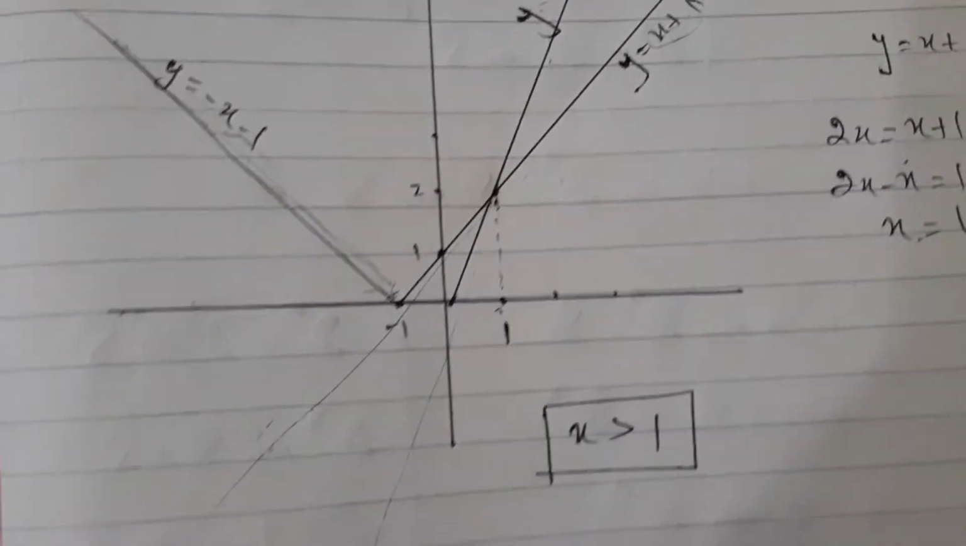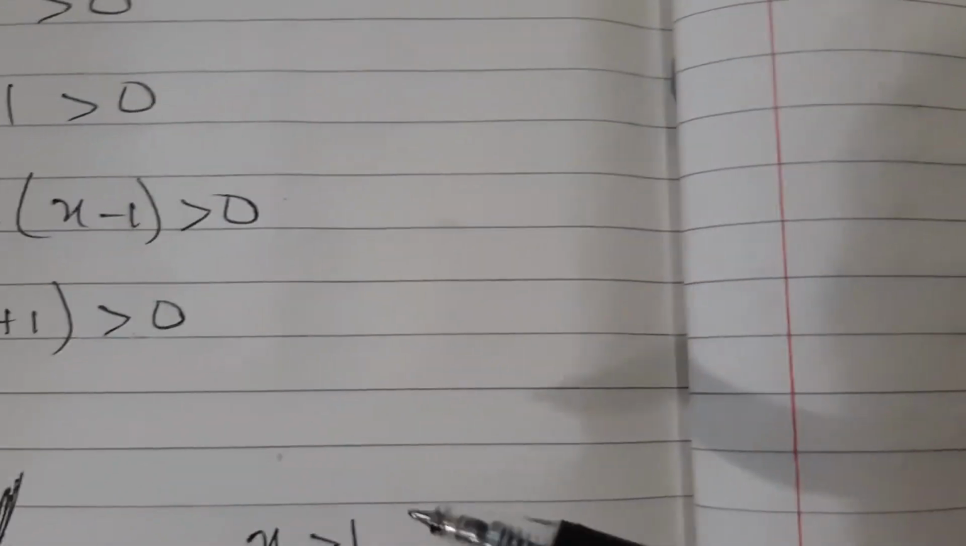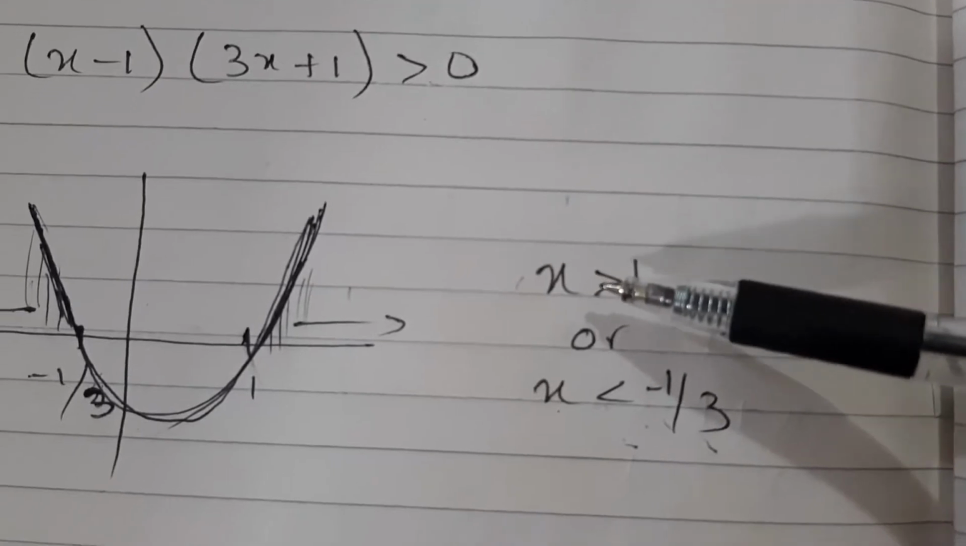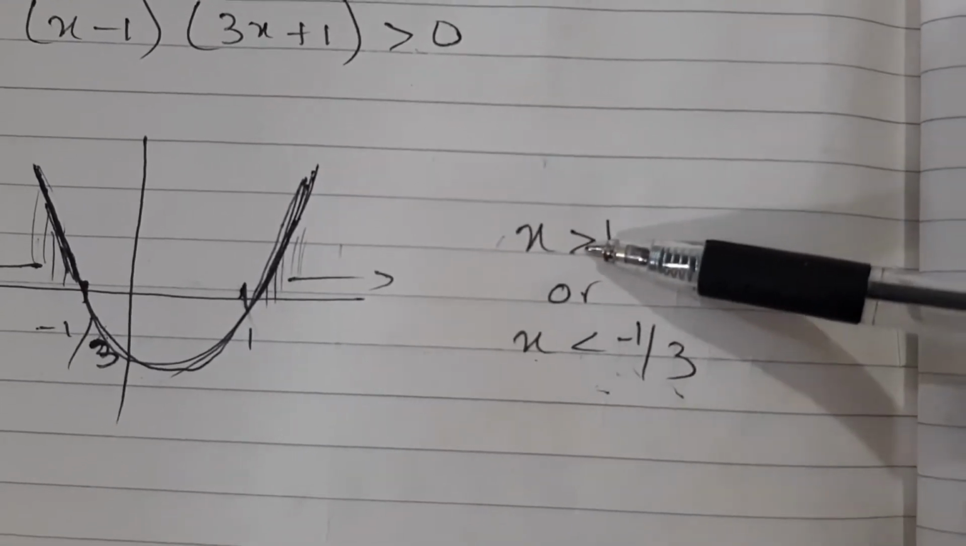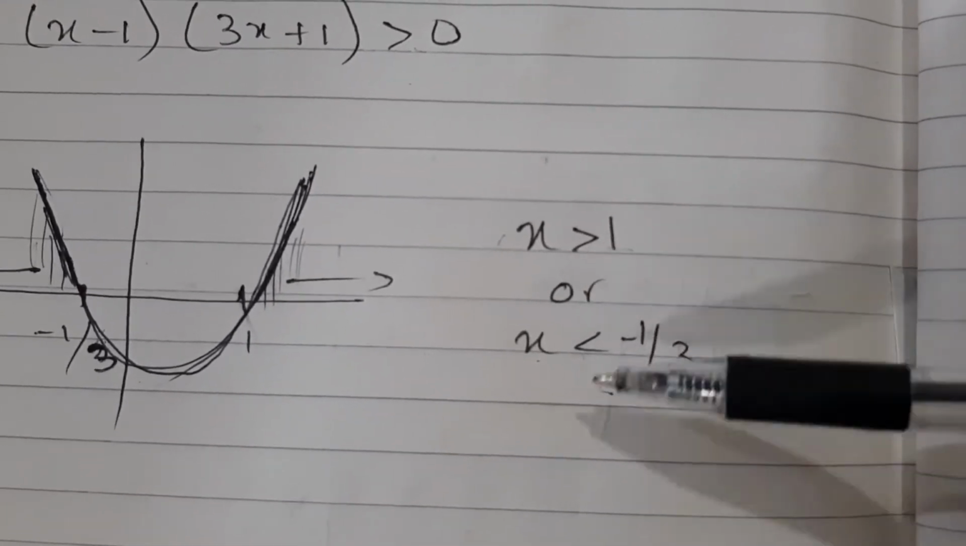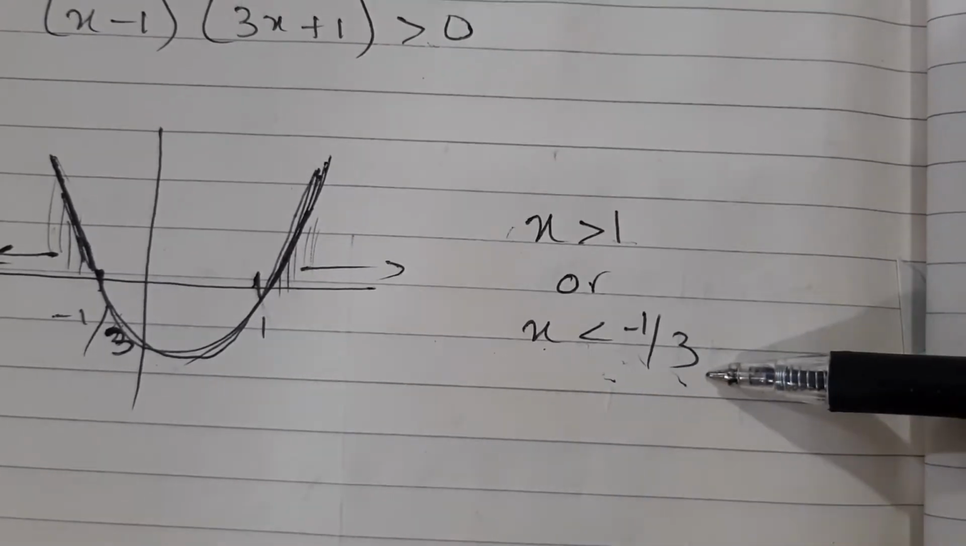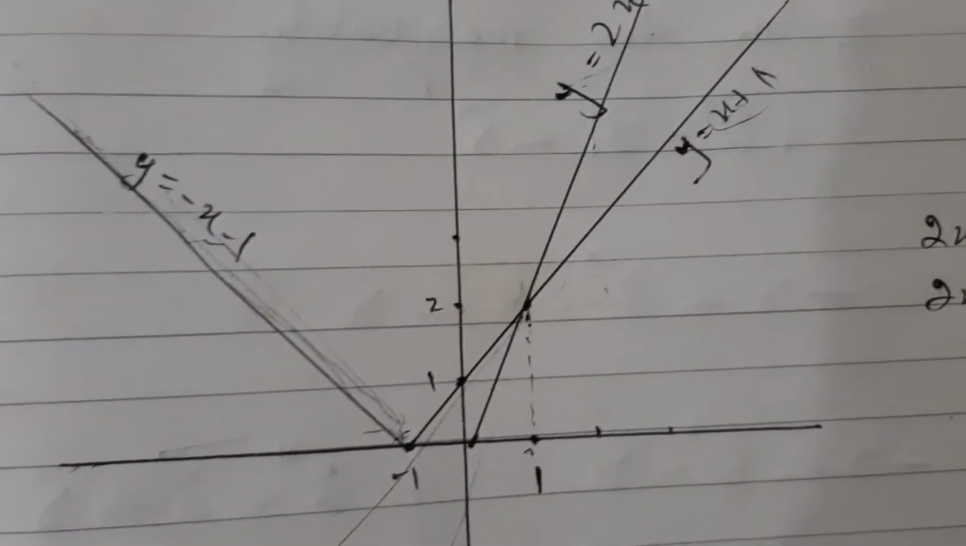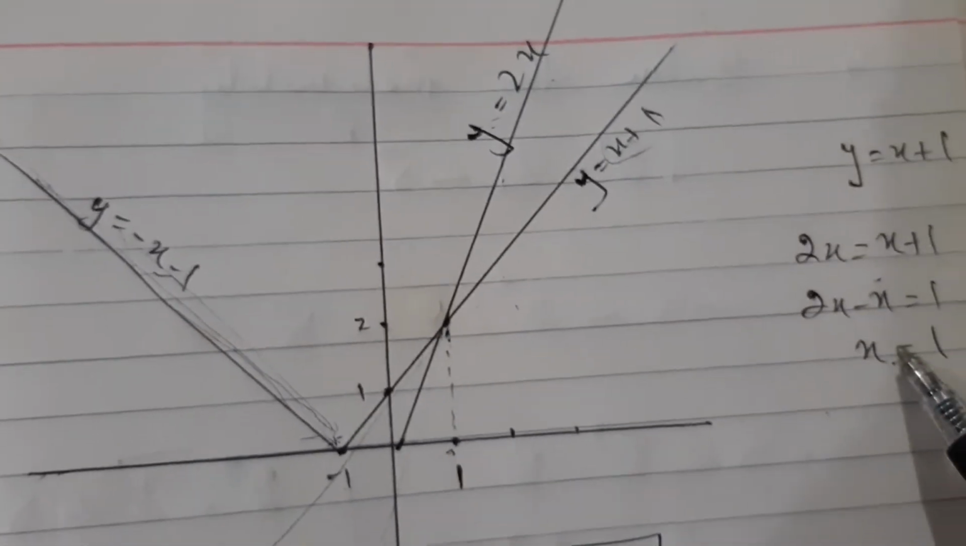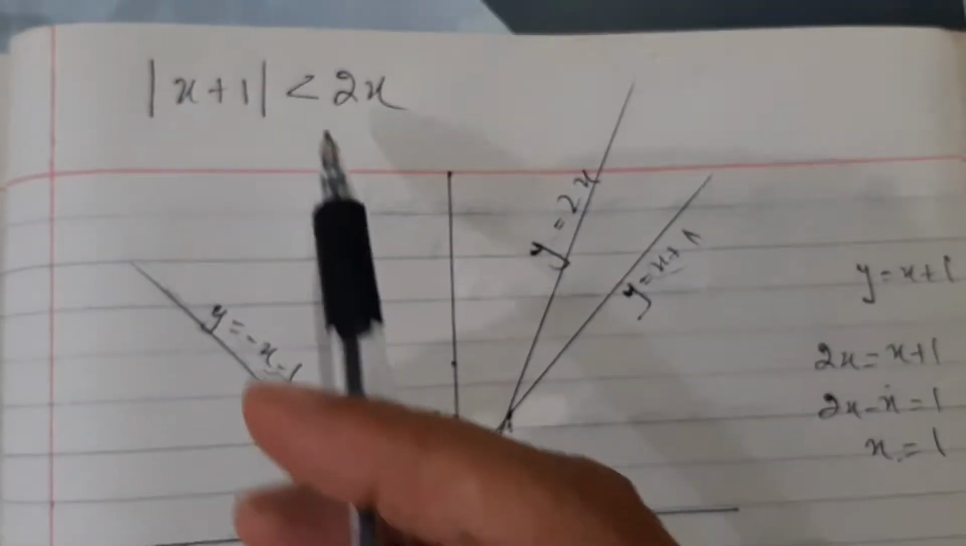Whereas in the solution when I showed you here, we were getting 2 answers. Forget about inequality at the moment, so it was x equals 1 and x equals minus 1 over 3. But I am not getting the other answer here, which is minus 1 over 3, right? Okay, so now let's see.